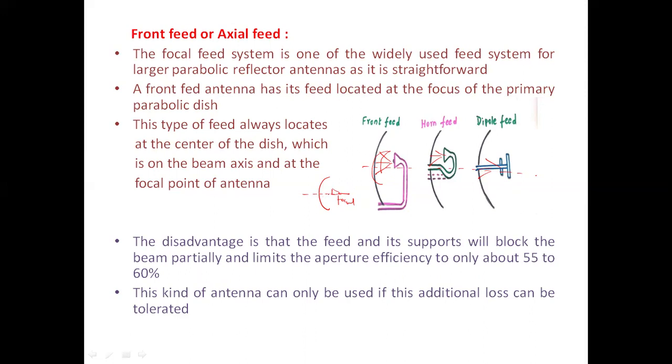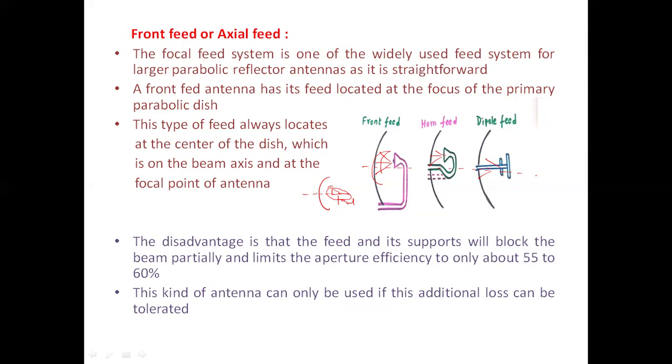But there is a big disadvantage for this type of feed system. That is, this feed will cause blocking of the radiation. That means, for example, see here, all this part of the area is covered by this antenna. That means this part of the area cannot be illuminated.